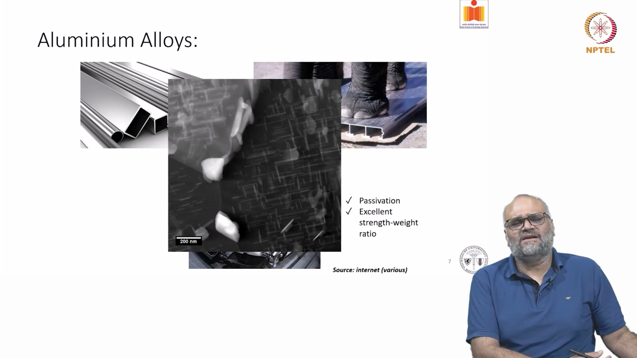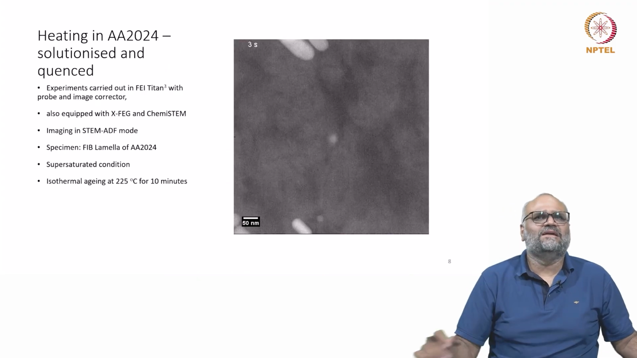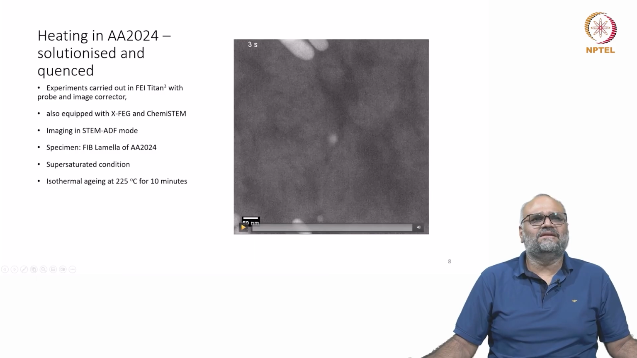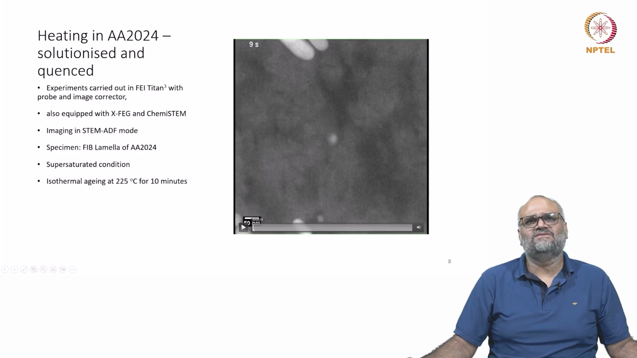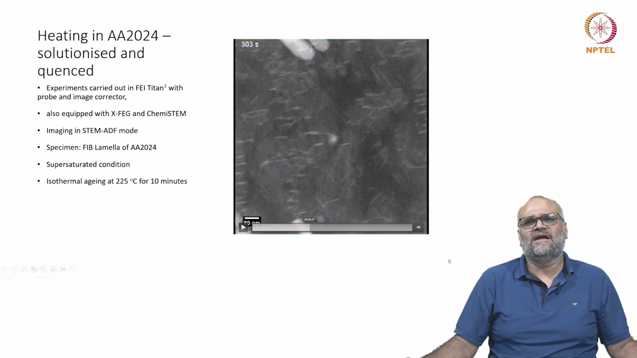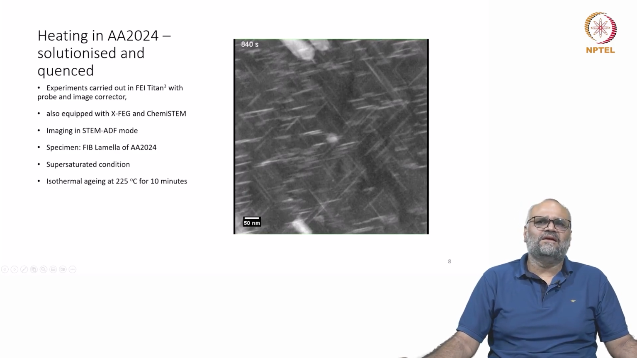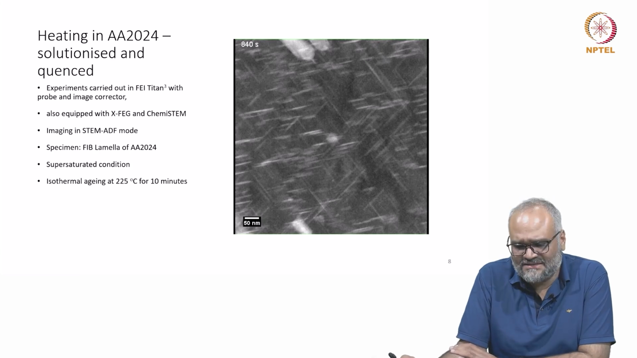So we tried to simulate the aging treatment in a transmission electron microscope by heating the specimen. This is by heating a specimen at 225 degrees for about 10 minutes. You see that as you start heating, there is formation of some kind of pillars inside the matrix here. These are actually copper-rich precipitates, and as you can see, there are different families of precipitates here.